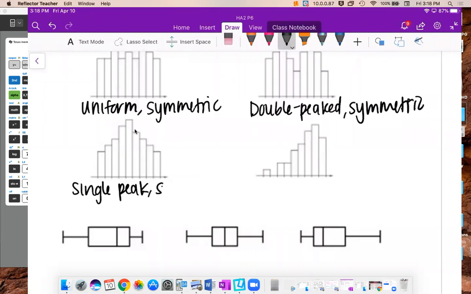And symmetric, because it's matching on both sides. So this is kind of like your normal bell curve, if you guys know what that is. And then this one is definitely going to be a single peak, but this one is skewed.